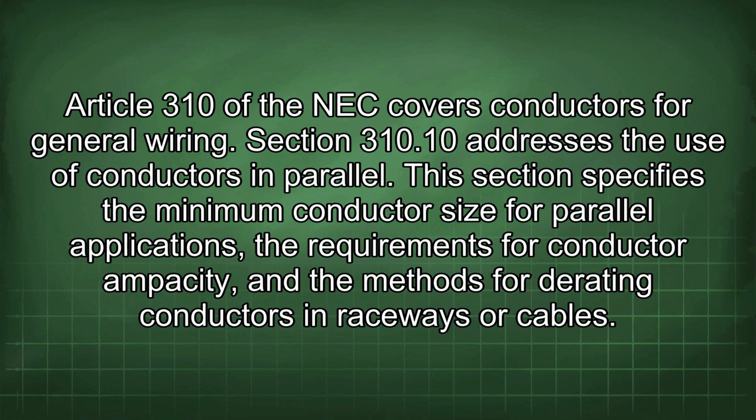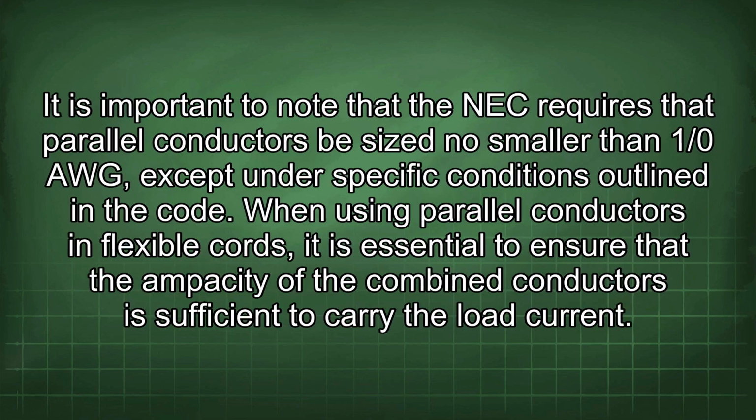This section specifies the minimum conductor size for parallel applications, the requirements for conductor ampacity, and the methods for directing conductors in raceways or cables. It is important to note that the NEC requires that parallel conductors be sized no smaller than 1/0 AWG except under specific conditions outlined in the code.